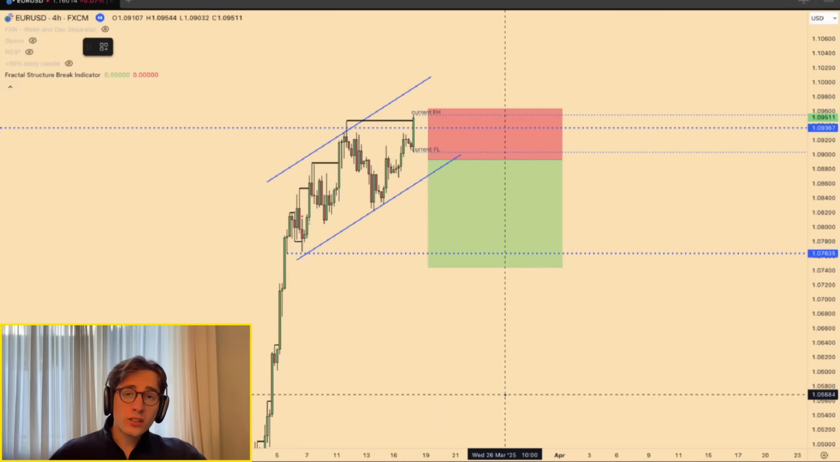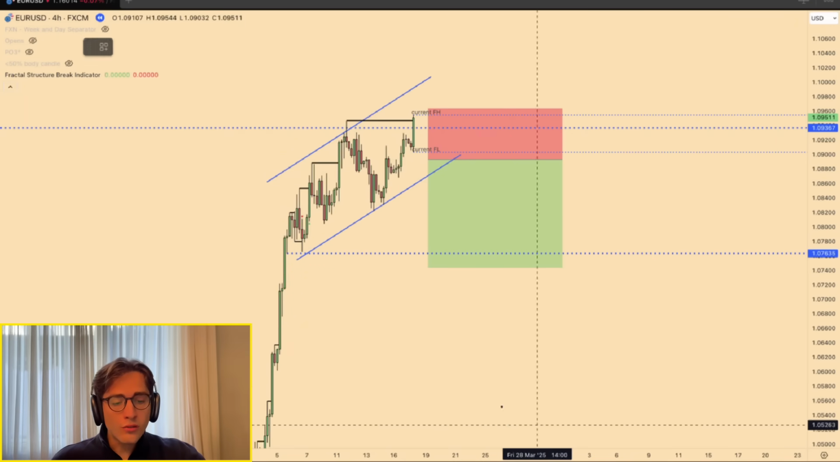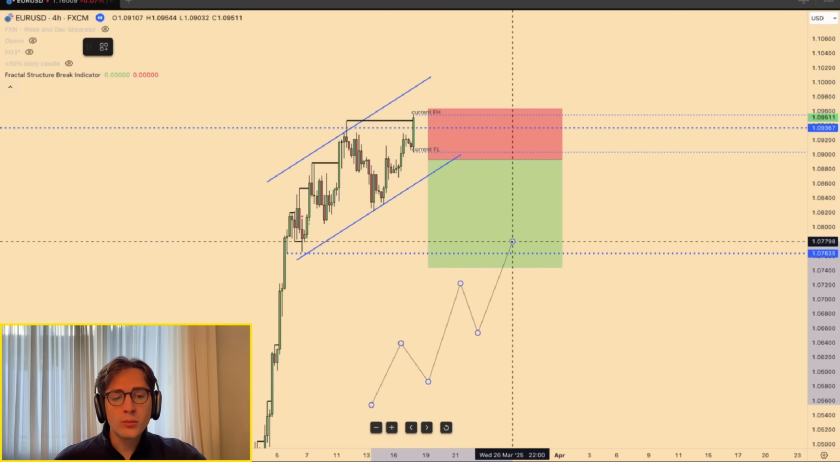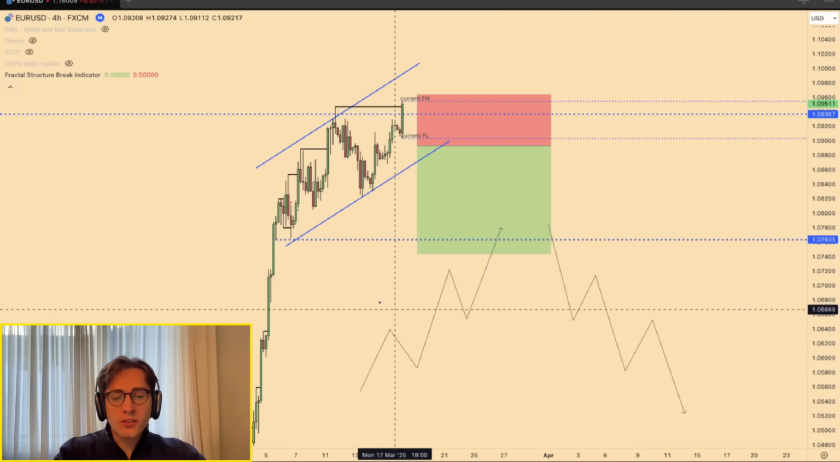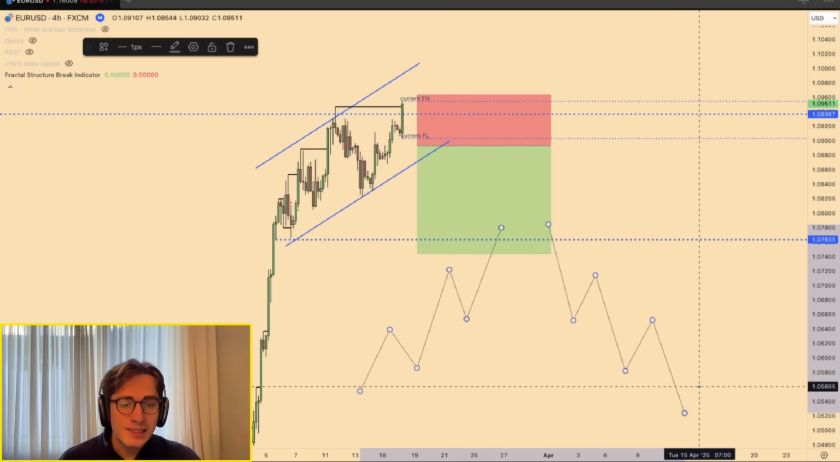All right, so let's start with discussing what fractal structure actually is, because a lot of you know what the overall concept is of an uptrend and what the overall concept is of a downtrend, but what you actually sometimes forget to understand is that fractal structure is exactly that.